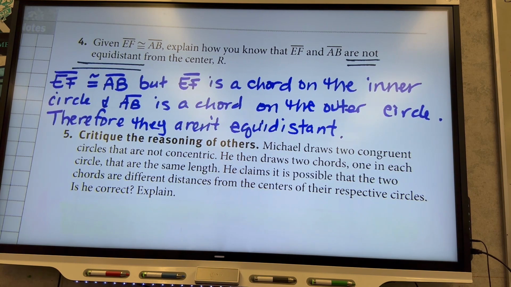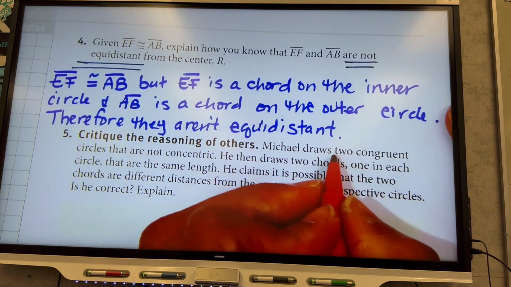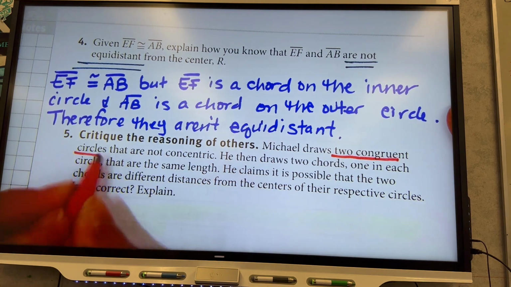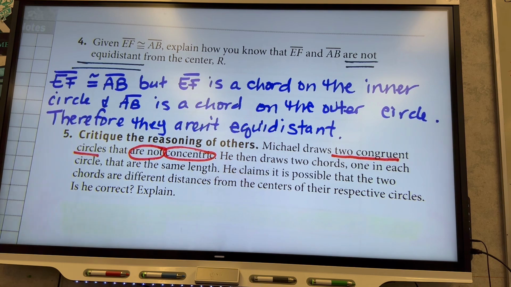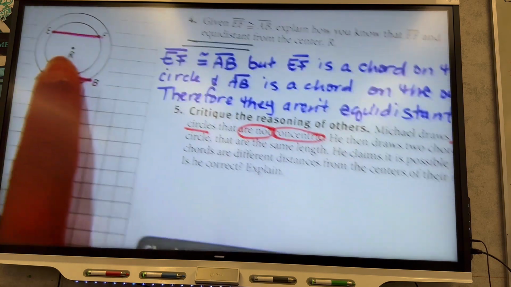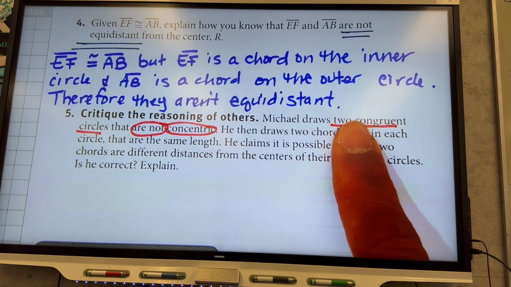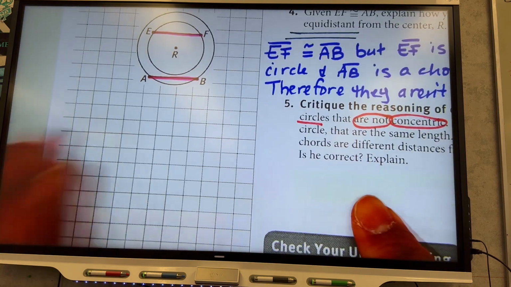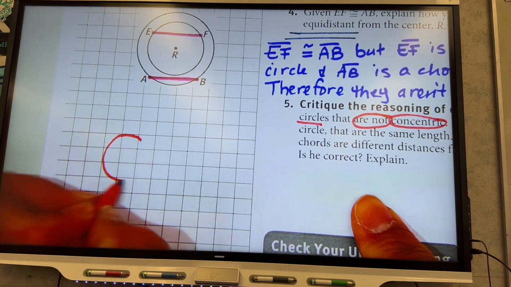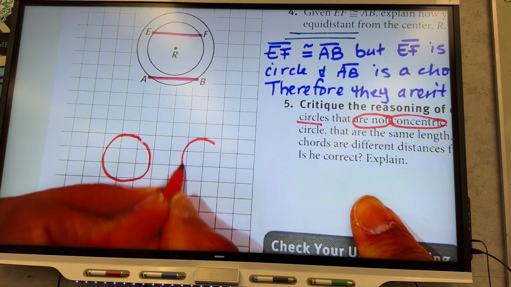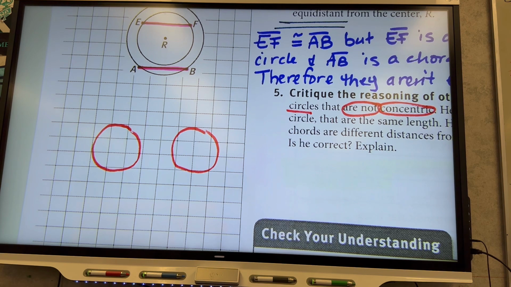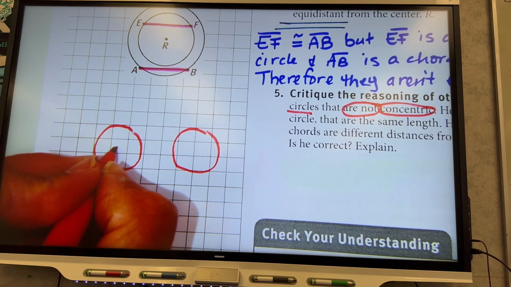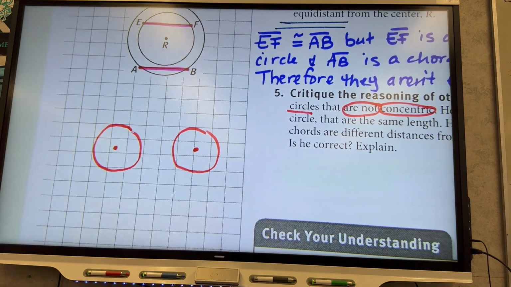Michael draws two congruent circles. So we know that they are congruent, and there's two of them, but they are not concentric. So they're not like the picture up here. They're not concentric, but they are two congruent circles. So that means that we have two equal circles, but they are separate from each other. So pretend that you have two exactly equal circles. Obviously we're drawing them by hand, so they're not going to be exact. And make sure you put a center in your circle. They look like beady little eyes.